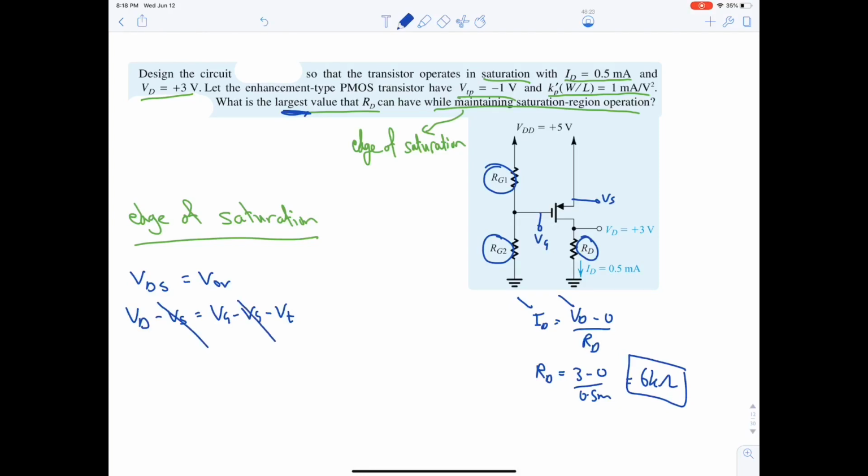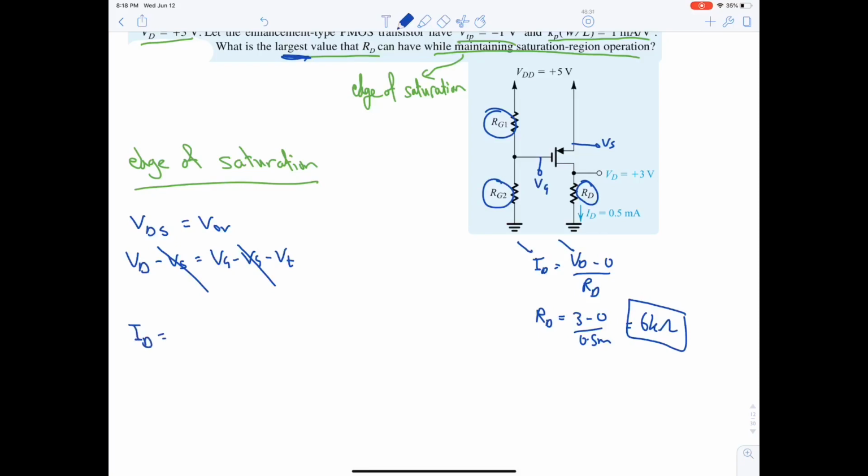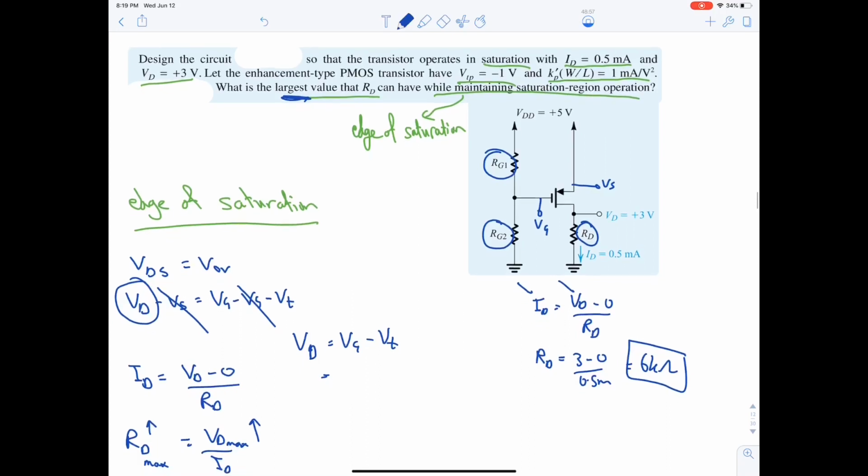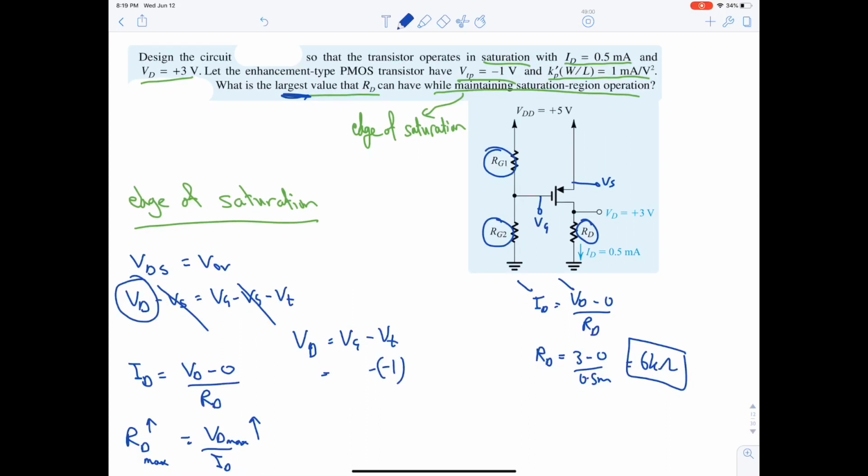Here VS and VS, they cancel each other out. In order to solve for RD max, VD minus 0 over RD, correct? We need to find RD max, hence VD has to be maximum. Okay, so we will find VD from here. VD is equal to VG minus VT. What is VG? VG is unknown. What's VT? VT is minus 1. So we still need to find VG.